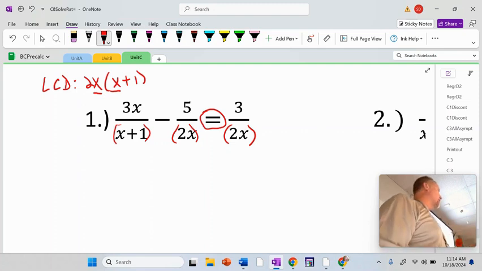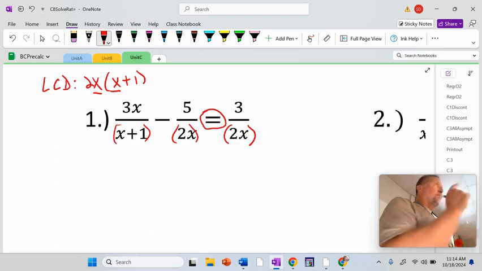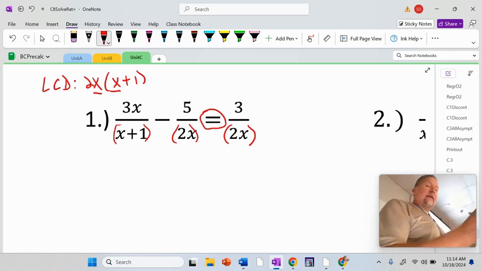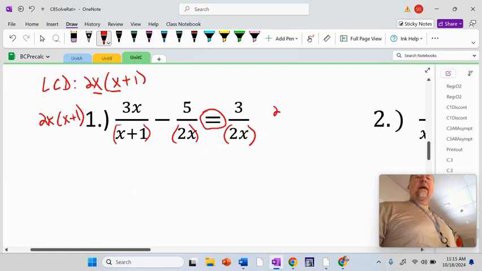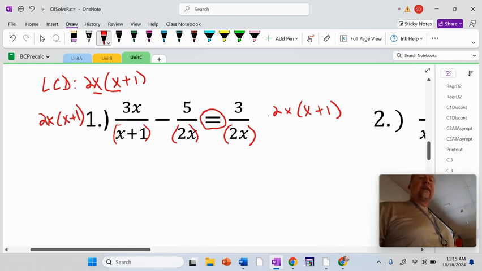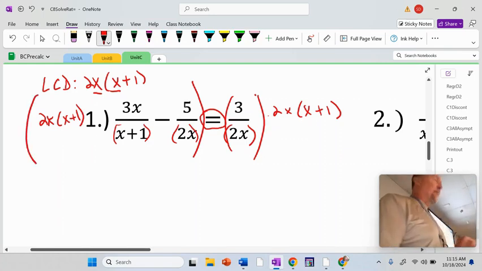Now this first one, I'm going to do it the long way, and then I'm never writing it like this again. The long way of writing this is I take 2x times x plus 1. When you have a written test, you want to maximize your space, you don't want to have to rewrite this. So I'm going to stick these on both sides. Now what I've done is multiply this side and this side by 2x times x plus 1.